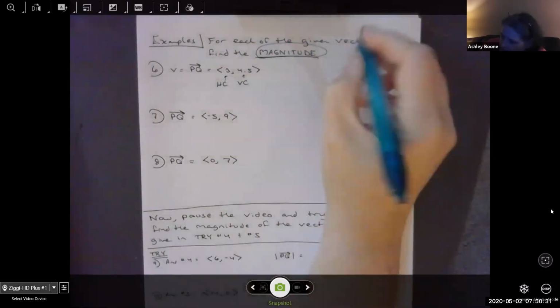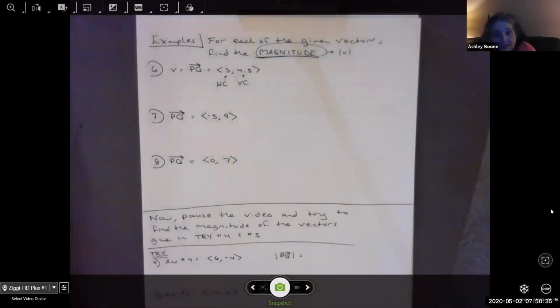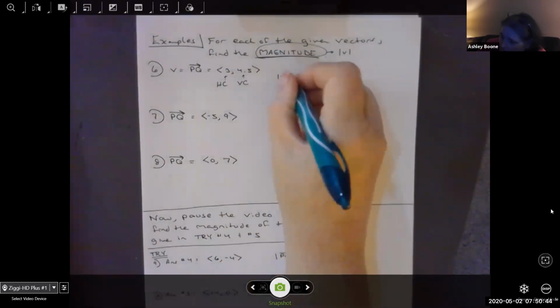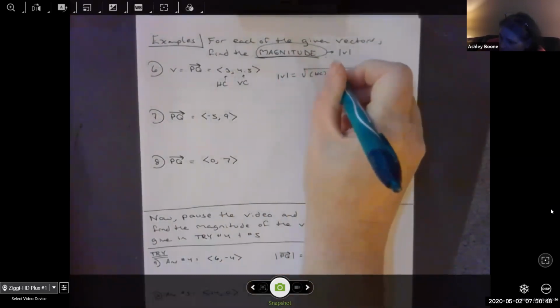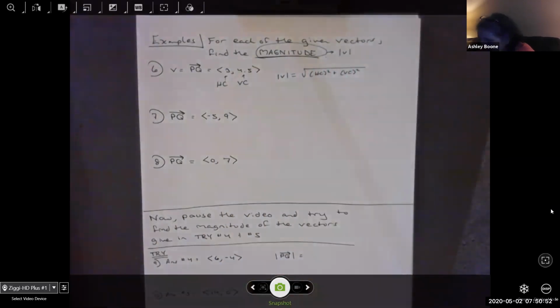Magnitude, the notation for that, looks like an absolute value of v. It means the magnitude of vector v. It's the length of the vector. So if I want the magnitude of this vector, I'm going to take the square root, square your horizontal component, square your vertical component, add them together, take the square root.